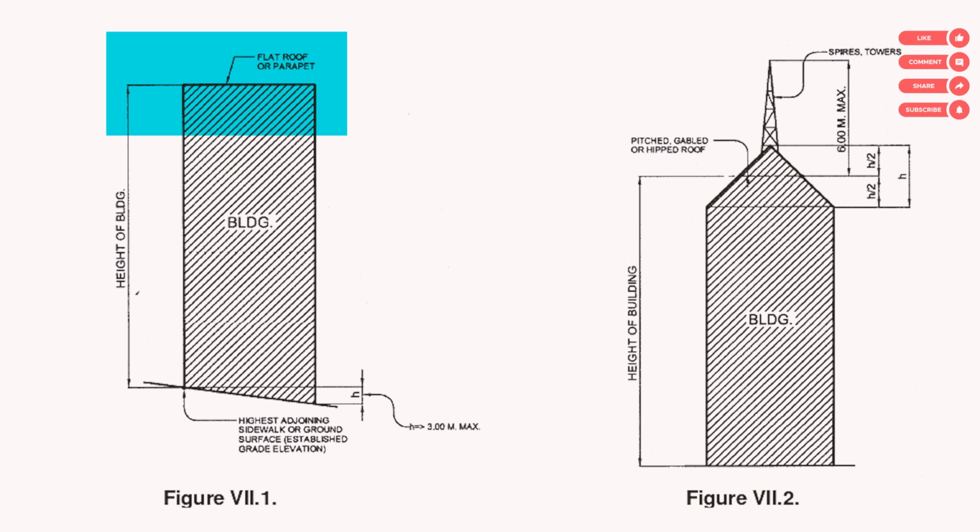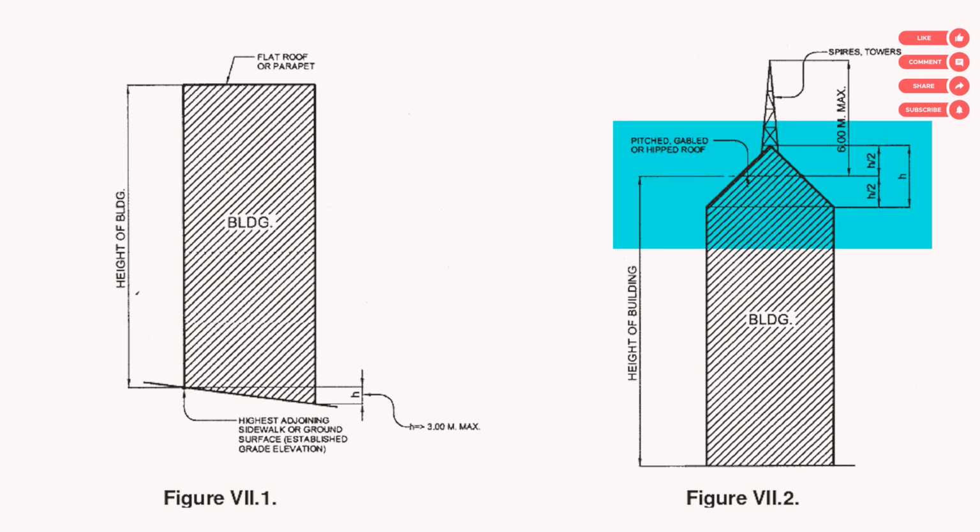But for a sloping roof like this one, you don't measure all the way to the apex, which is what a lot of people expect to do. You only measure up to here. What is here? This is the height of the roof divided by 2. That's where you end the measurement. That's the building height. That's where the building height measurement ends. So that's the rule.